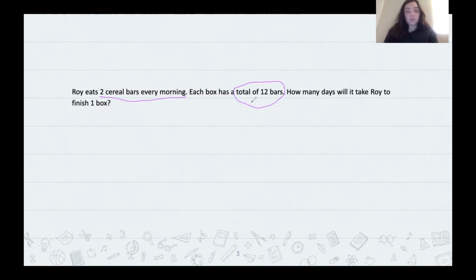Looking at this, we want to find how many days, so I think it's going to be a division problem. I'm going to write a division sentence: 12 divided by 2, because there are 12 bars in total. He eats 2 every morning, so how many days is it going to take him? For this one, I'm just going to use the fair share method. I'm going to use a sticker and draw 2 bars every day until I hit 12. So there's day 1, day 2, day 3, so that's 2, 4, 6, 8, 10, and 12.